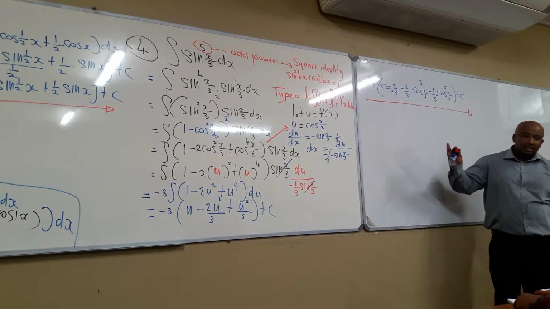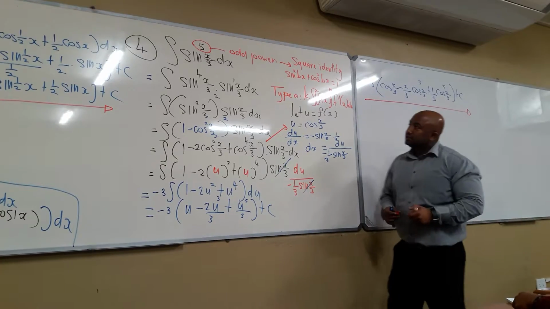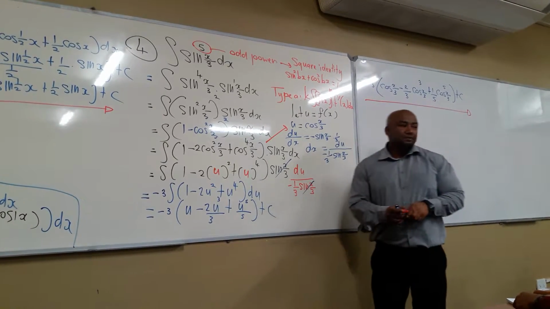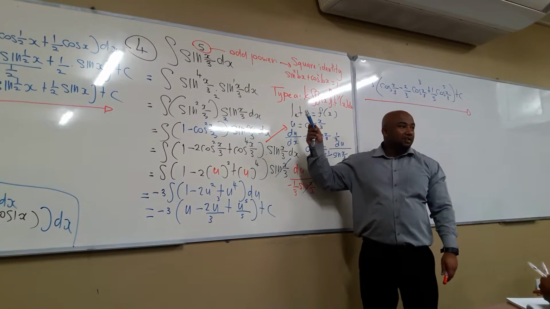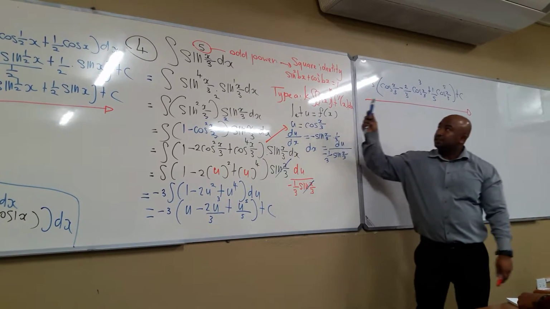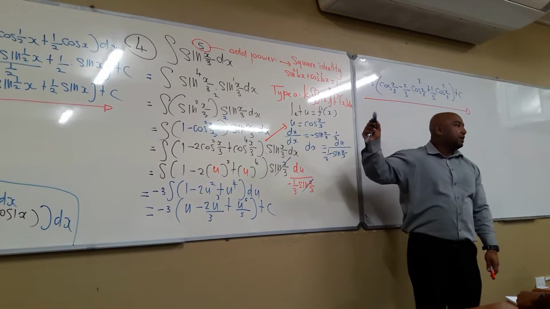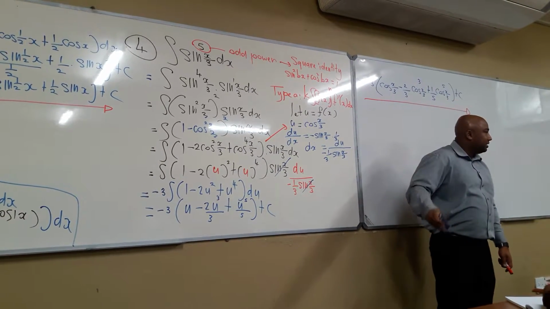Again, this is just a recipe also. So you need to follow the steps here. What's different? This is an odd power. Odd power, square identity involved here. When it's an even power, it's a double angle formula.